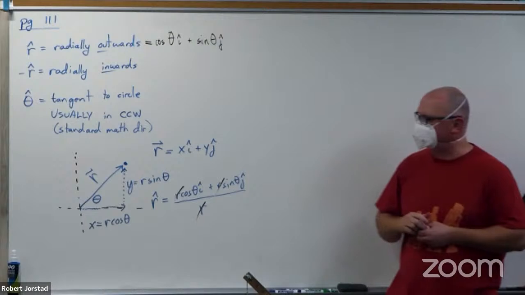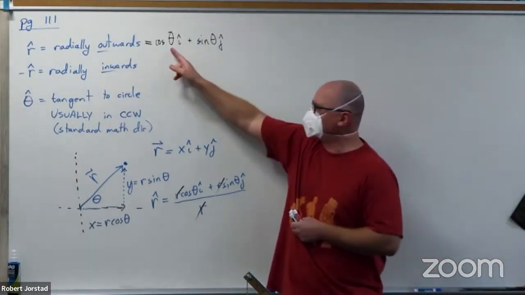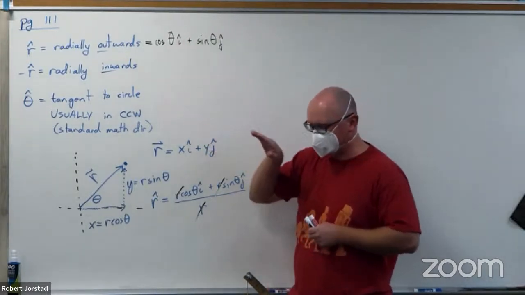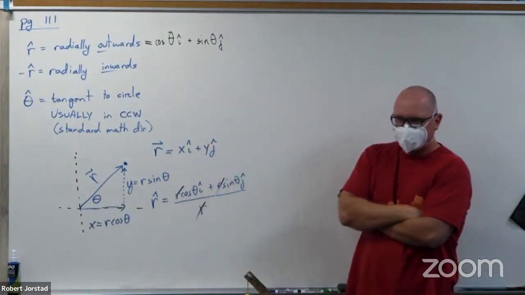It's basically a fancy way of dealing with a rotated coordinate system, but now you give me the angle, I'll tell you how much in the I hat and J hat are associated with outwards. That's kind of a useful thing. So far, so good?